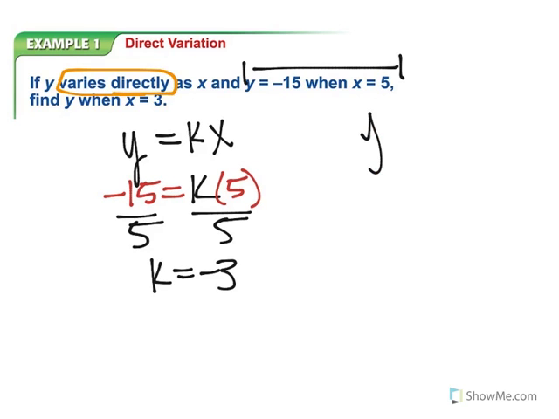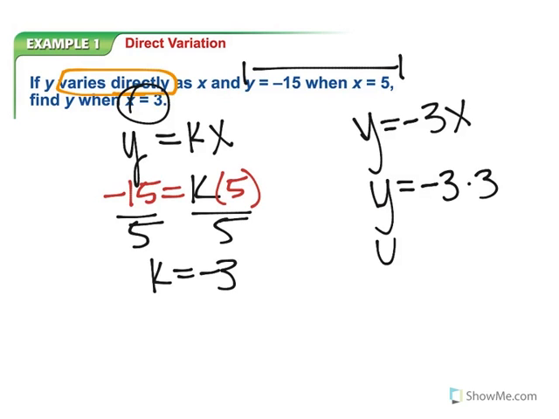So now we have our formula, y equals negative 3x. From there, we can figure out what y is when x is 3. You just plug in 3 for x, so you get y is equal to negative 3 times 3. So y is equal to negative 9. If you look in your book, they solve it by a proportion, and you can do that as well. I just figured this might be the easiest way, since we gave you a formula on the previous slide, so that way you can use the formula here.